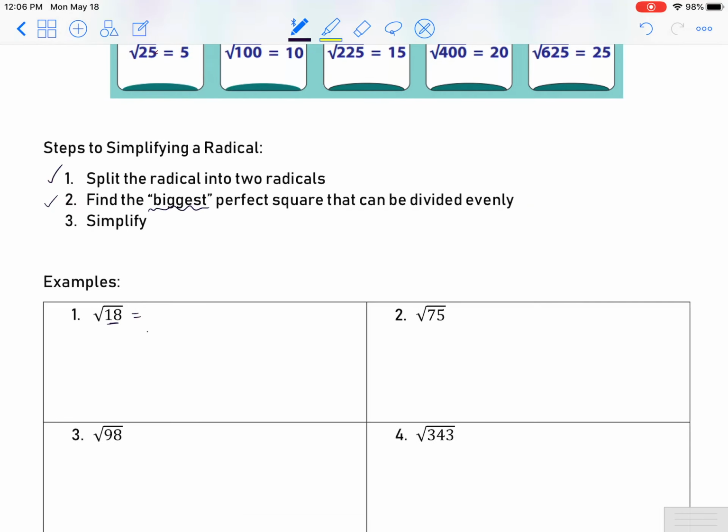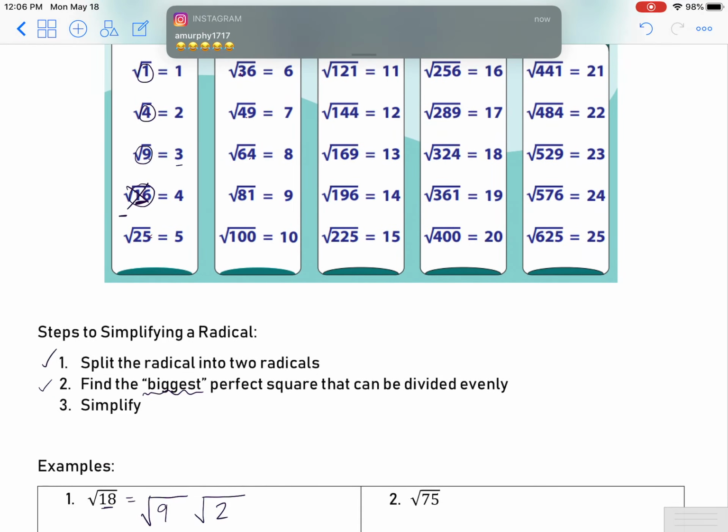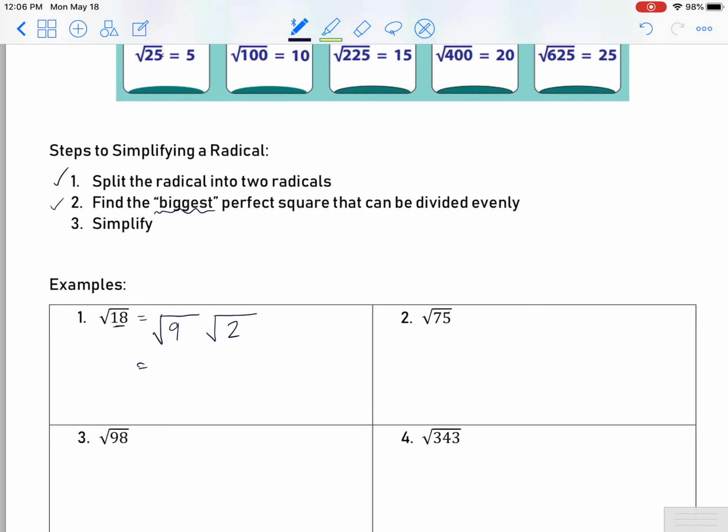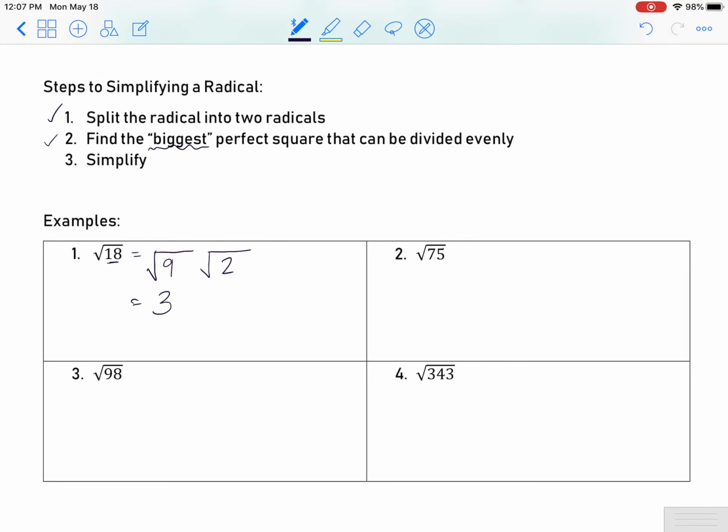So I'm going to split this up into two radicals. I know I can divide this by 9 and 2, and I always put my perfect square first. Then you're actually going to take the square root of each number. So I know that the square root of 9 is 3. And then I have the square root of 2. If you try taking the square root of 2, it's an irrational. We talked about that at the beginning of this year. So I'm just going to leave it as 3 radical 2, my final answer.